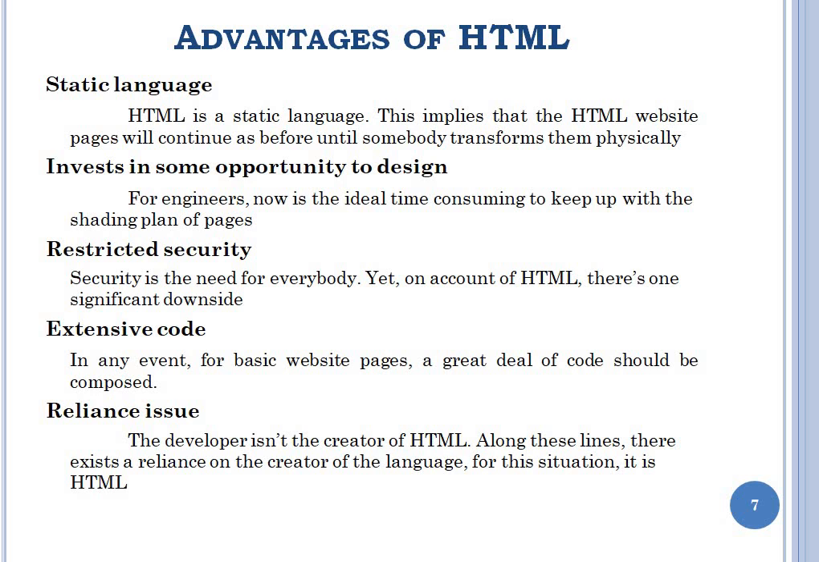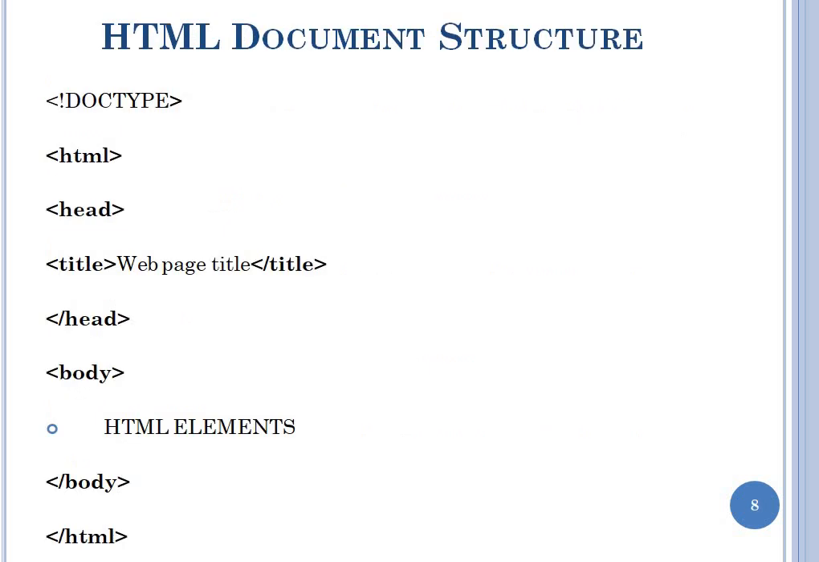Dependency issues. The developer is not the creator of HTML. Hence, there exists a dependency on the creator of the language. In this case, it is HTML. So, they need to adapt to the syntax and tags even when they try to avoid the specific way of writing. Then we are going to discuss about HTML document structure.